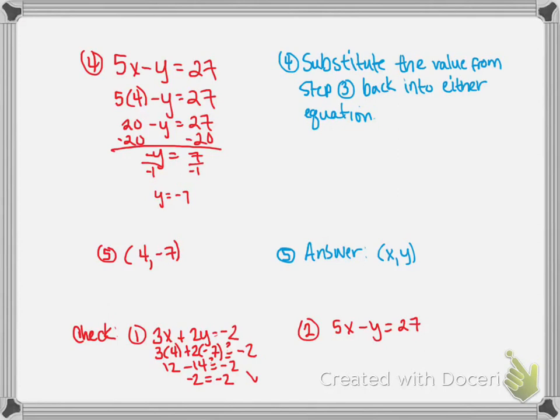Equation 2 was 5x minus y equals 27. Substitute in 4 for x and negative 7 for y. Does 5 times 4 minus negative 7 equal 27? 20 plus 7, does that equal 27? Yes, it does, so it checks out in both equations.